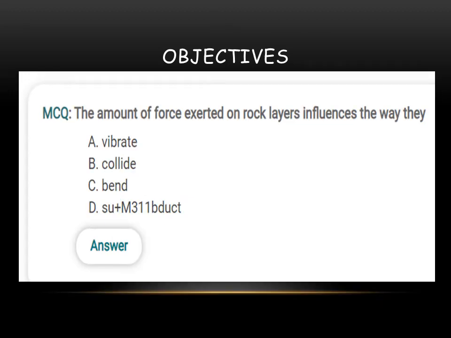The Himalayas are considered to be very young. Another MCQ: the amount of force exerted on a rock layer influences the way they dash. A, vibrate, B, collide, C, bend, and D is actually subduct. Here is a little mistake, but that is subduct. So what is the answer? The amount of force exerted on rock layers influences the way they bend. So the answer is C, they bend.